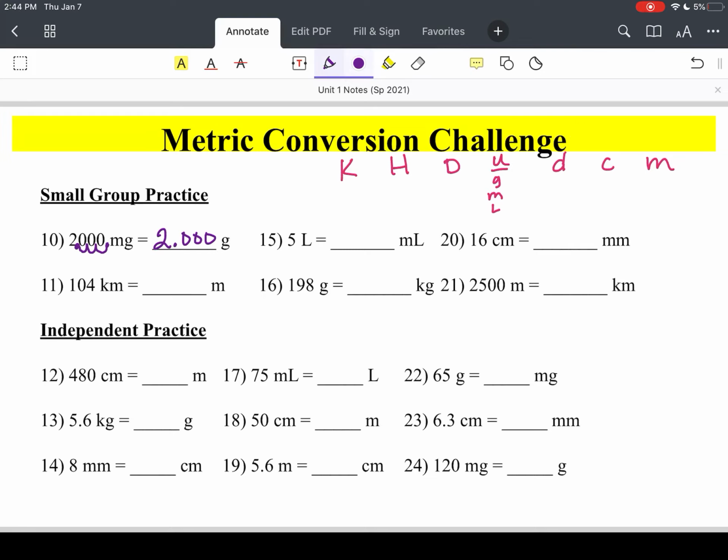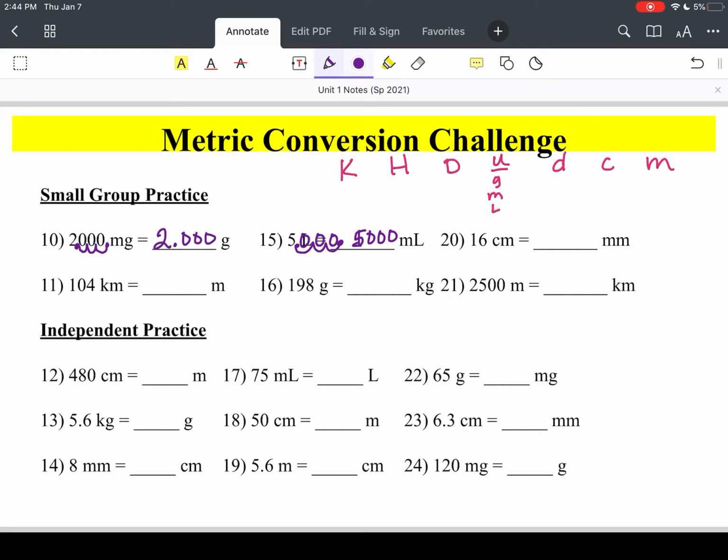Next one, 15. There's my decimal. I'm going from liters to milliliters. 1, 2, 3. So I'm going 3 steps to the right, and I'm going to fill in each little basket. So you get 5,000.